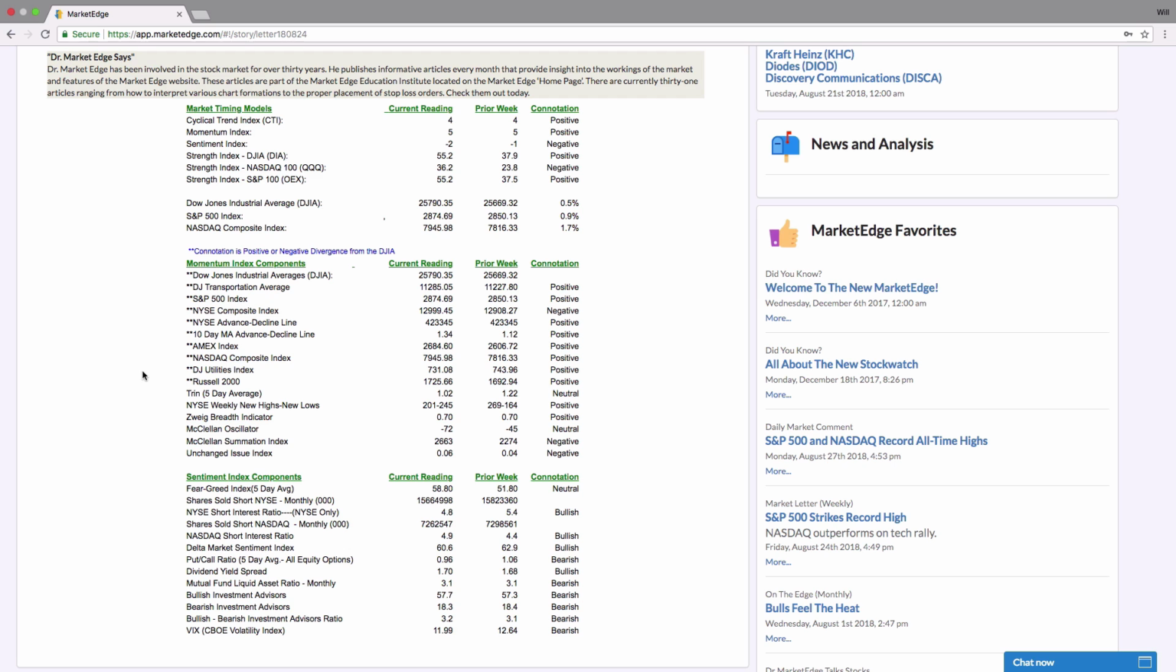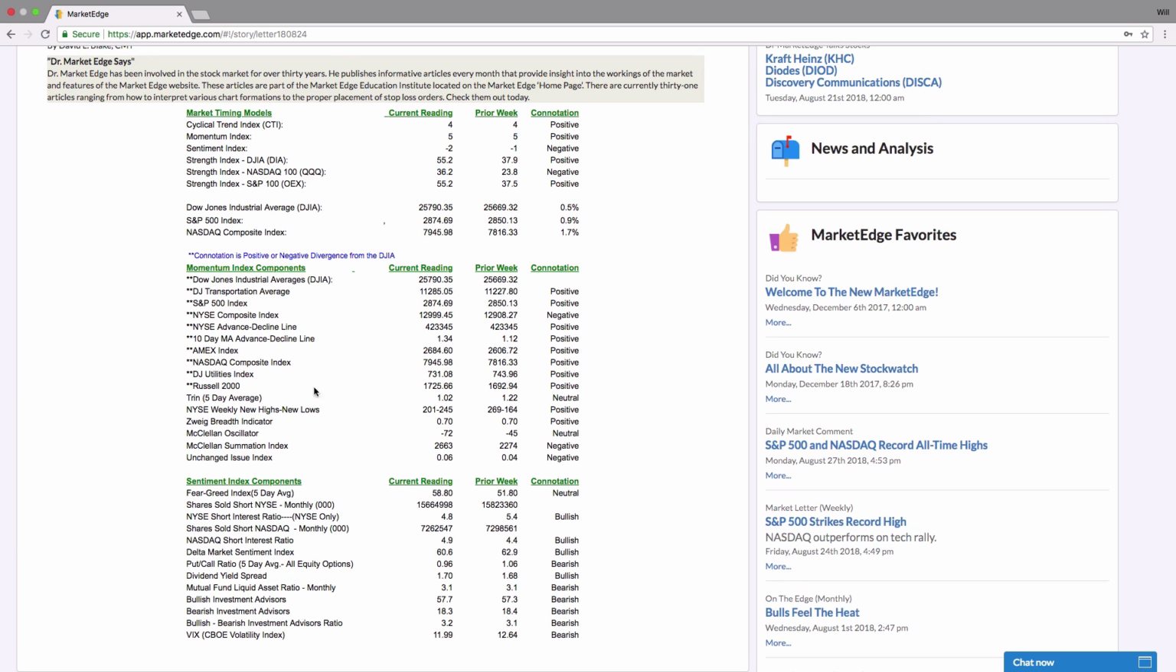Let's see real quick over here. The momentum index is still a positive plus five. That just shows you that the other indexes are all outperforming the Dow, which is positive divergence. We'd like to see that. You don't want to see the Dow punching on new highs by itself.